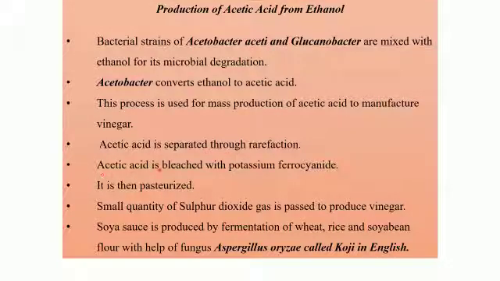Acetic acid is bleached with potassium ferrocyanide. Bleaching agent is a substance which is used to decolorize anything. So it's a decolorizing agent. So acetic acid is bleached so as to remove any color with the help of potassium ferrocyanide, which is a bleaching agent. It is then pasteurized. So acetic acid is then pasteurized. Small quantity of sulfur dioxide gas is passed to produce vinegar. So the last step is to pass a small quantity of sulfur dioxide gas so as to produce vinegar.